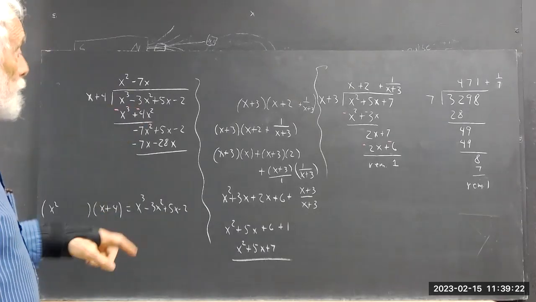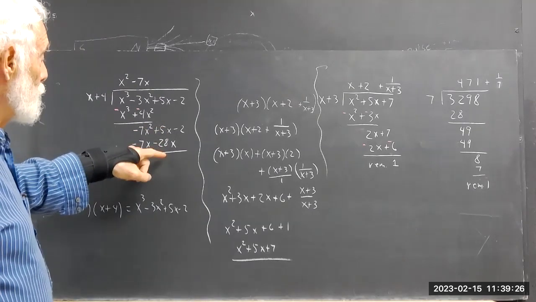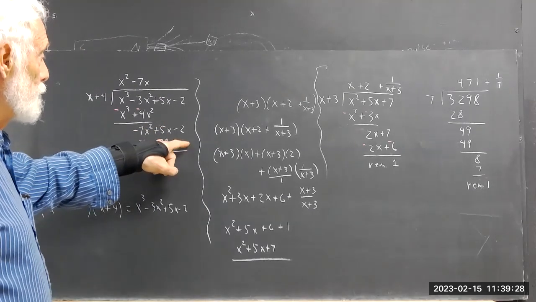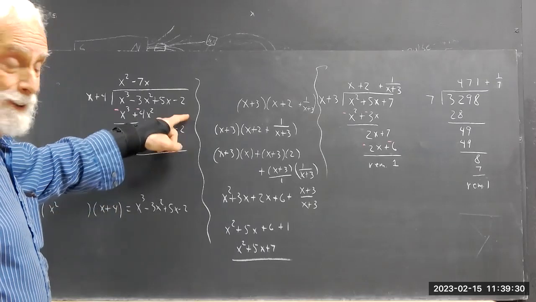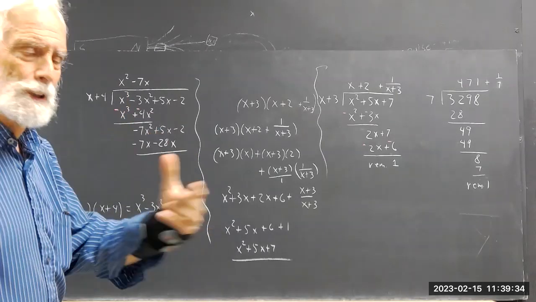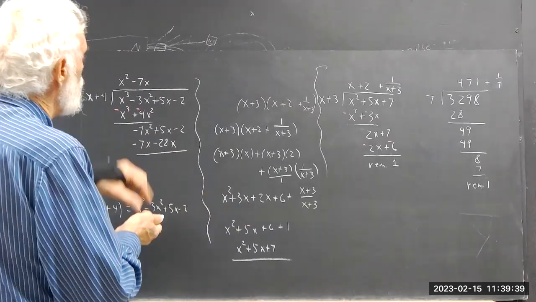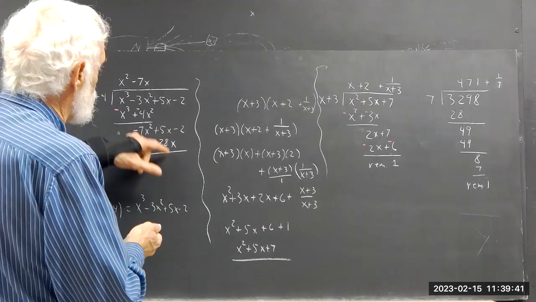We put the 28x under the 5x because it's a like term. We wouldn't put the negative 28x under the 2, because negative 2 and 28x, we can't add them. They're not like terms. We have like terms here, so this works out.